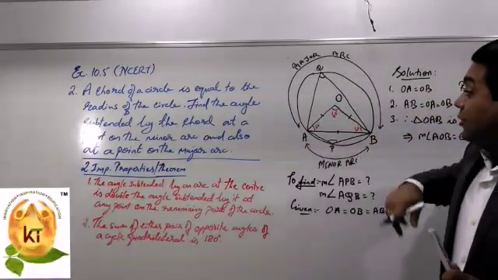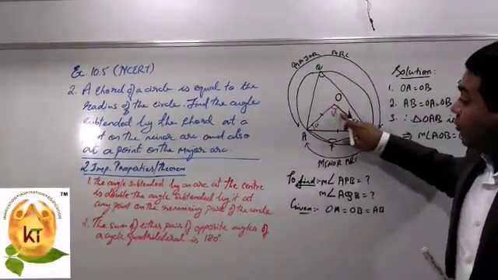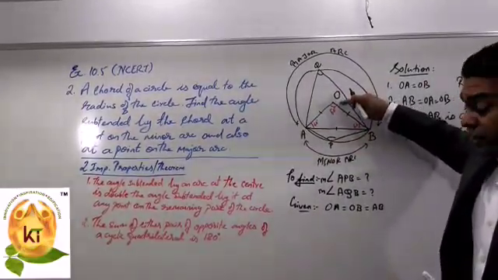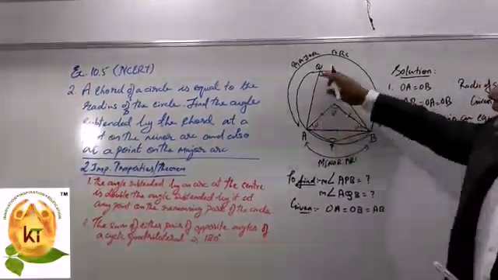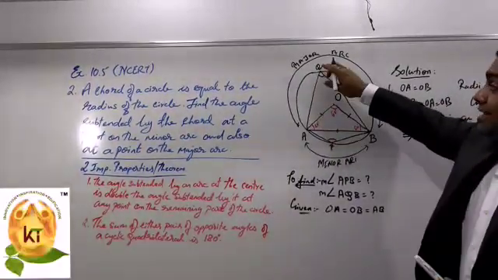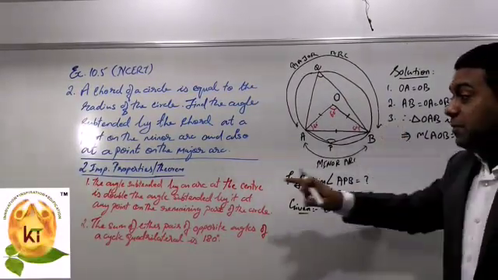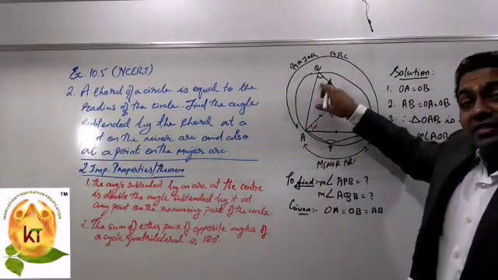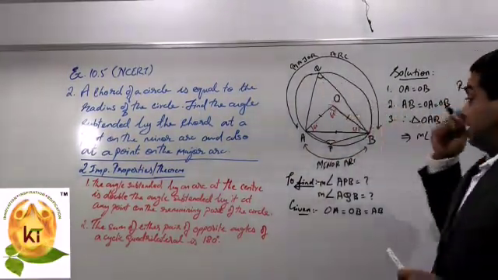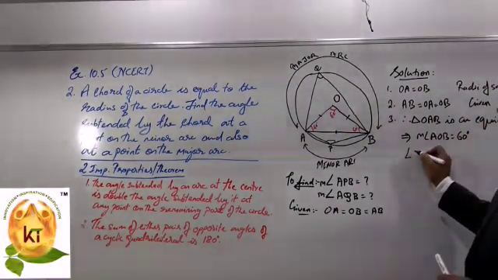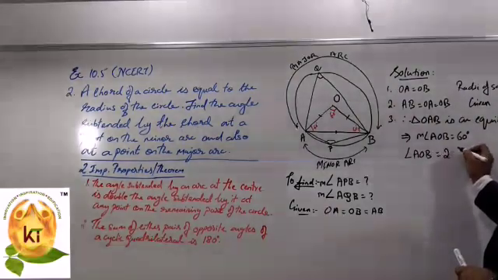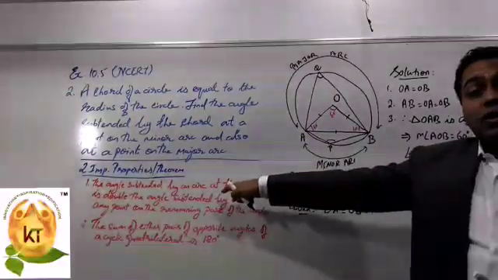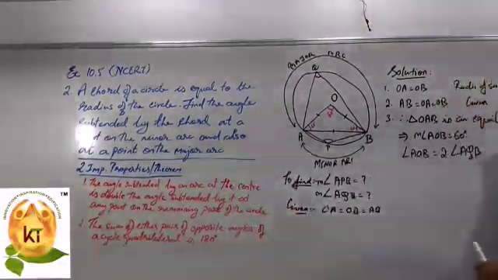What do I need to find? I need to find AQB. Now see, AOB is the angle subtended by the chord AB at the center of the circle, and AQB is the angle subtended by the same chord at the circumference of the circle. The first property: the angle subtended by the arc at the center is double the angle subtended at the circumference. So that states that angle AOB is twice angle AQB. And what would be the reason? You're going to write this as a reason, your theorem number 1.